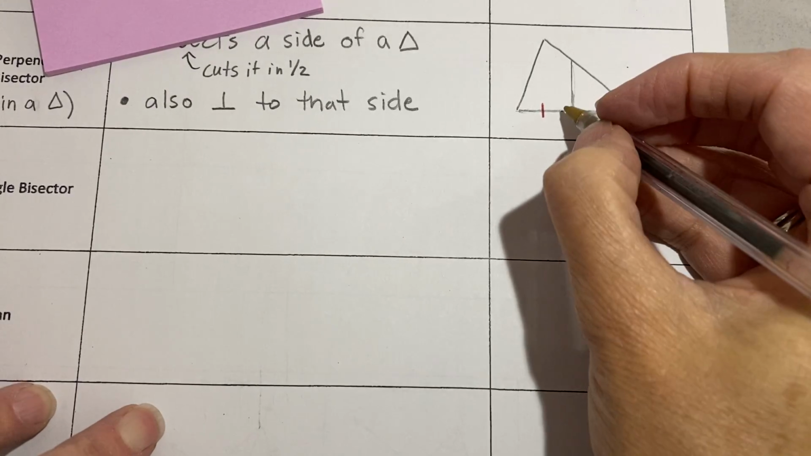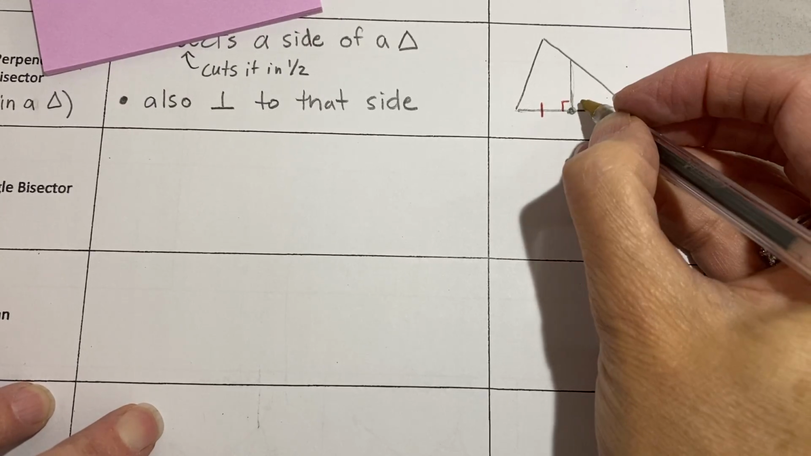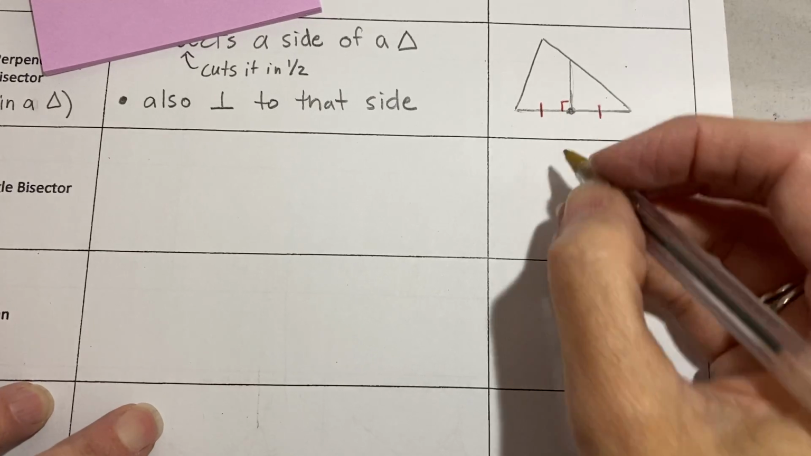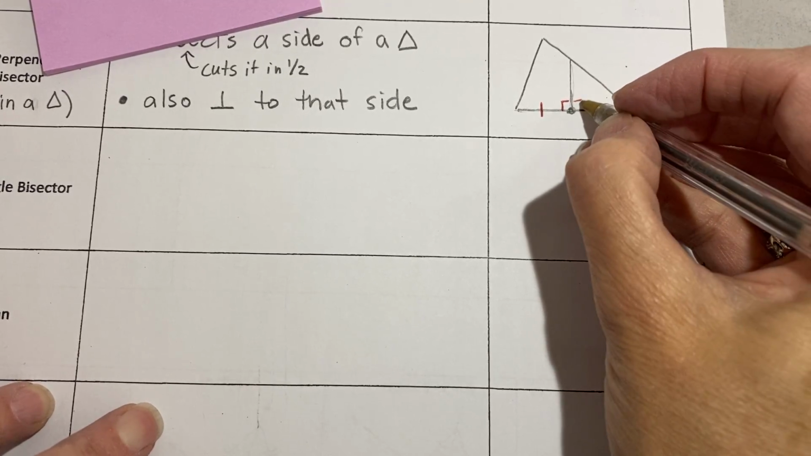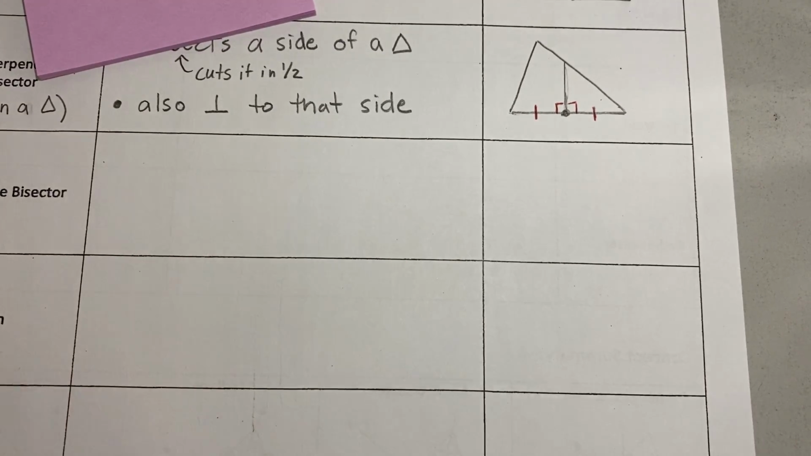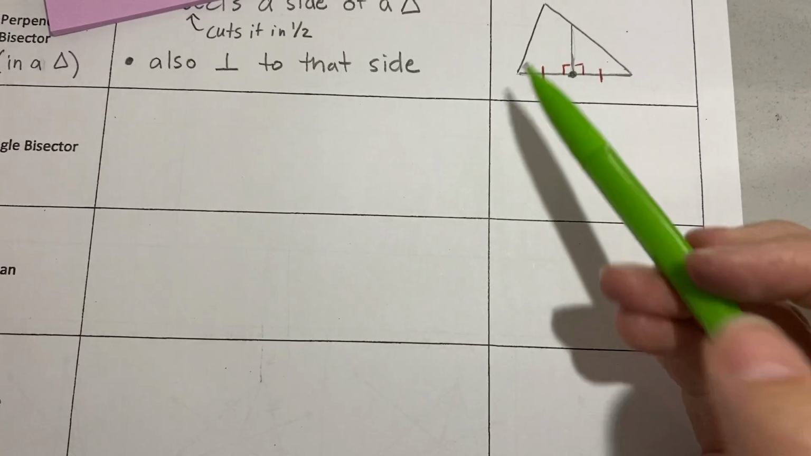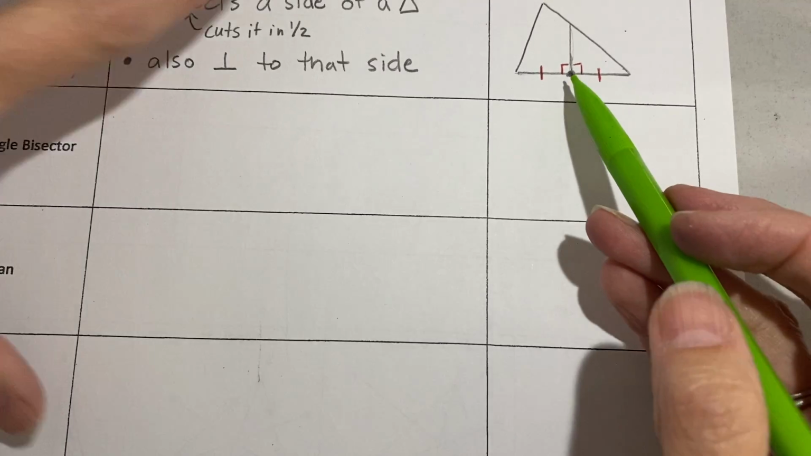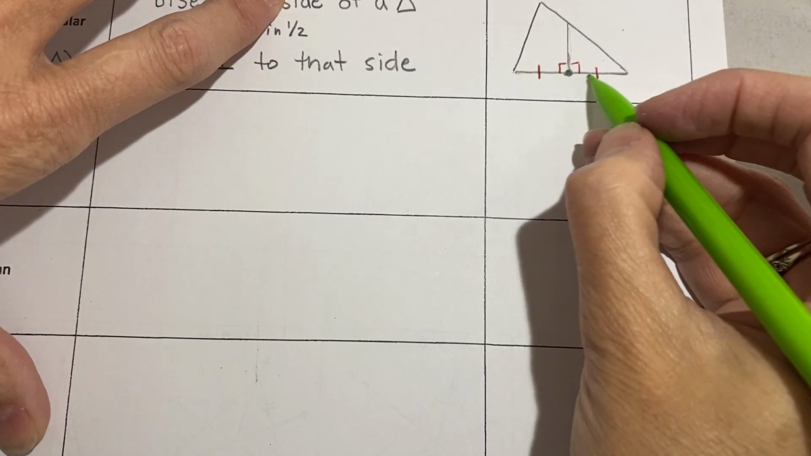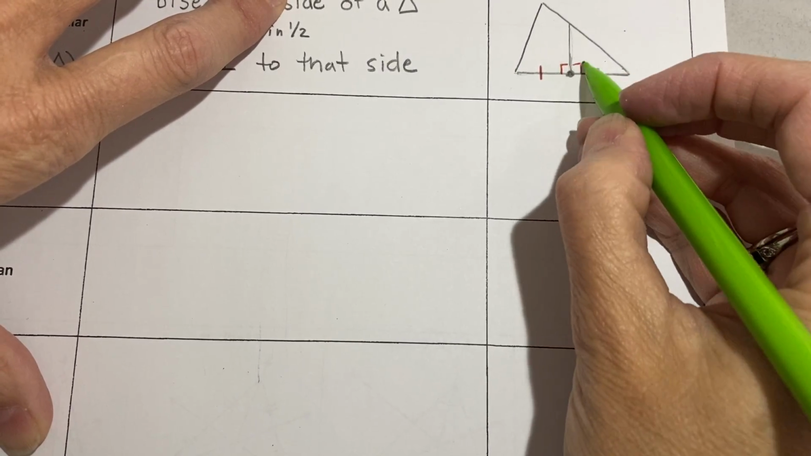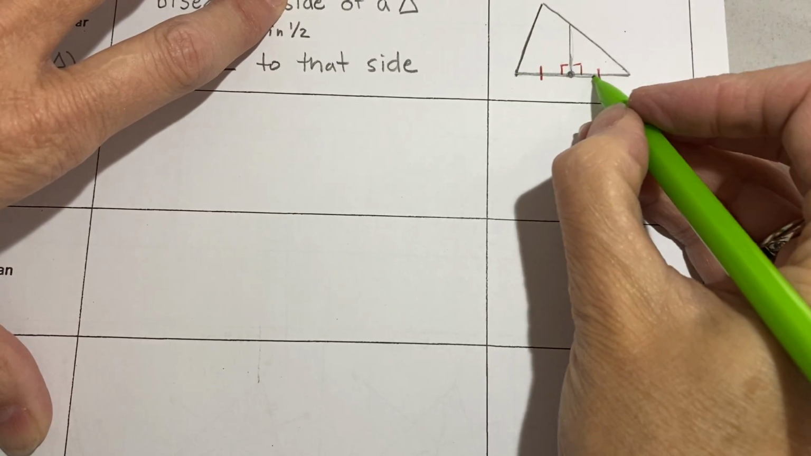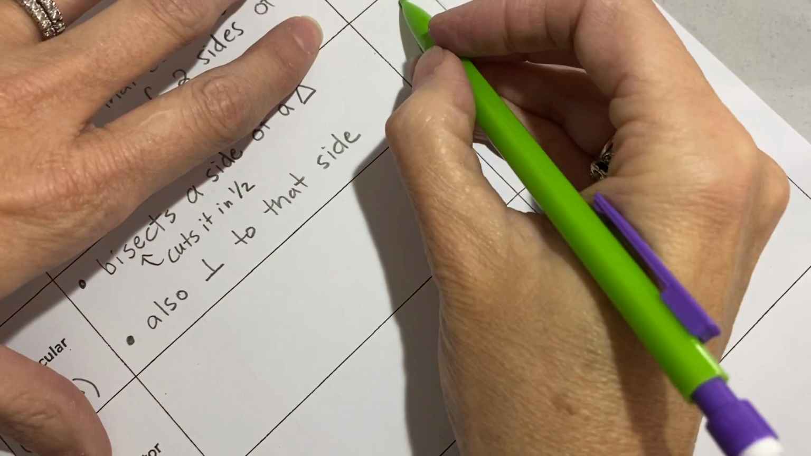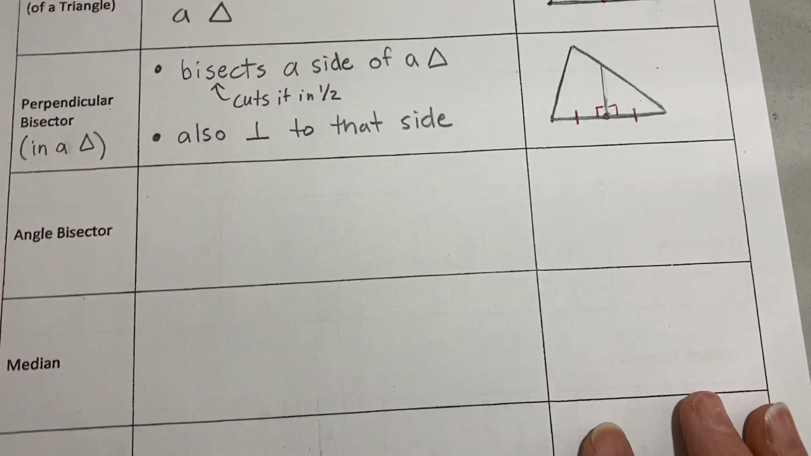So I'm going to mark this right angle right here. This one over here is also a right angle. They usually just mark one of them, but they're both right angles. That's how you can recognize a perpendicular bisector. It's bisecting a side, and this is perpendicular. So that's the first one.